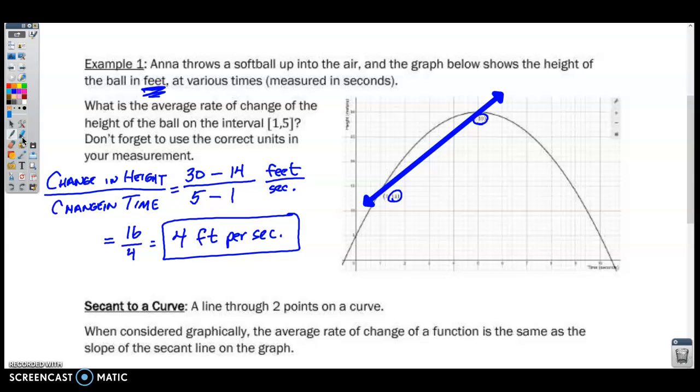And when we talk about things graphically, the average rate of change of the function is the slope of this secant line. And so that's a good way for us to define the average rate of change of a function. It's just the slope of a secant line through 2 points on a curve. Okay, that's the average rate of change.